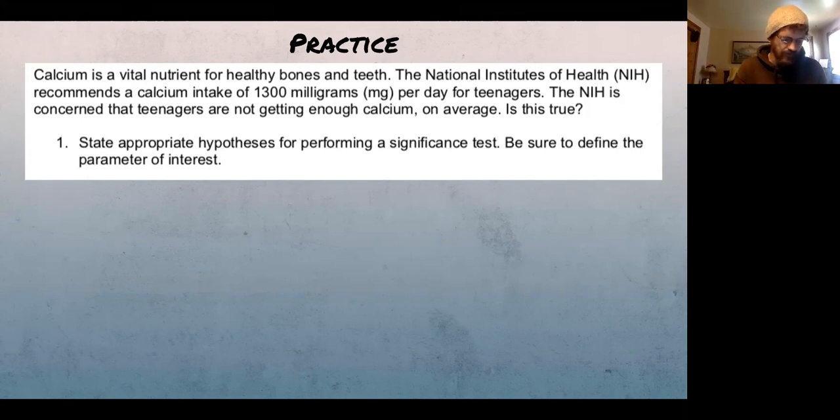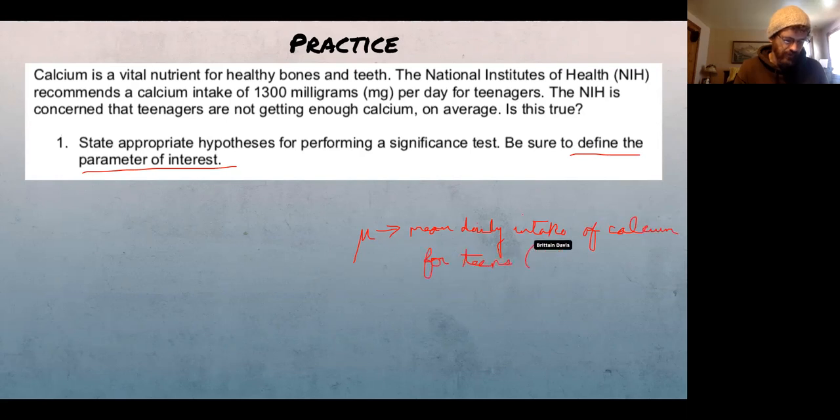Okay, so let's start with defining the parameter of interest. The parameter of interest is the true population mean of mean daily intake of calcium for teens.